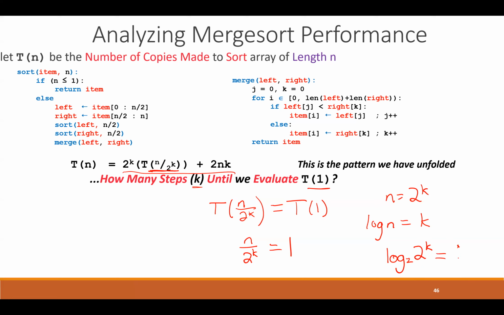So log base a of a to the power x is x. In this case, I take the log base 2 of both sides. I have k equals log n. So that's how deep my recursion tree goes: log n. All right, is that good? Questions on that?